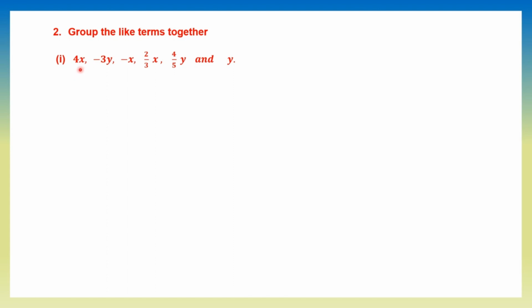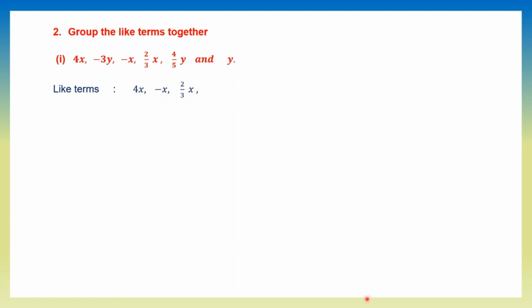Now here there is x. I have to look out for another term which has x. Now minus x, 2 by 3x. So whichever has x, those are like terms. So I have 4x, minus x and 2 by 3x. So that will be one set of like terms. So let's write down one set first. So like terms that we have written down are those that have x in it: 4x, minus x, 2 by 3x.